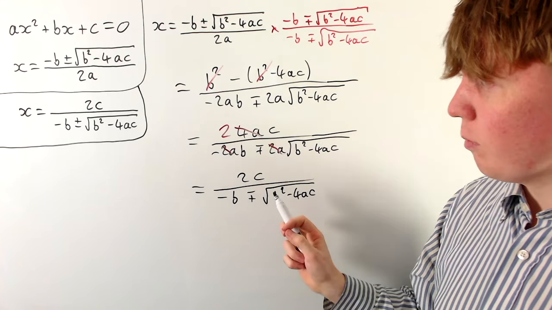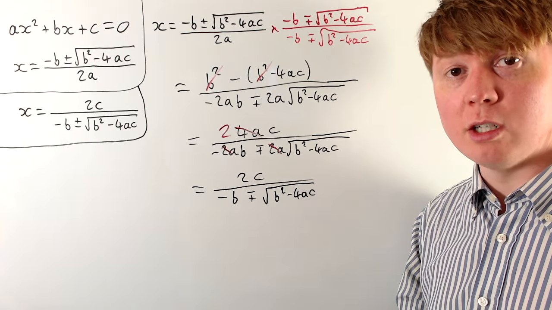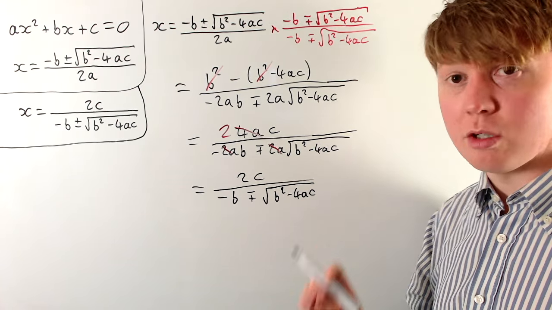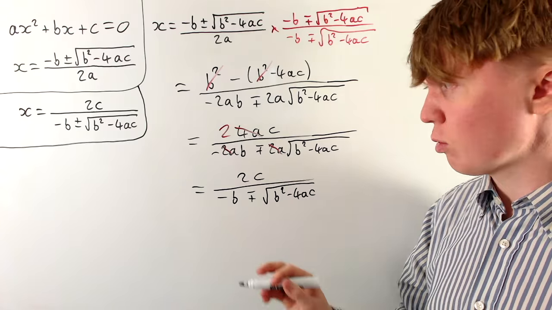And this is our solution for x expressed in this rationalised numerator form now, but because we've got the minus plus, this is just saying these are our two solutions where we add or subtract the square root.